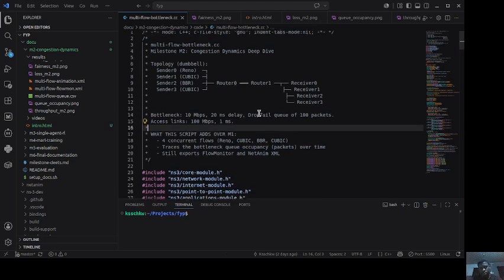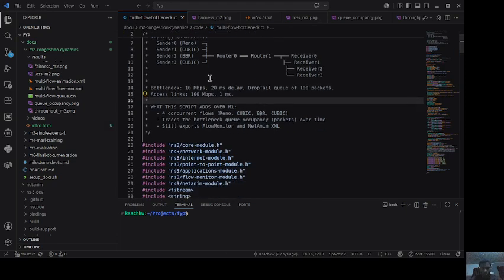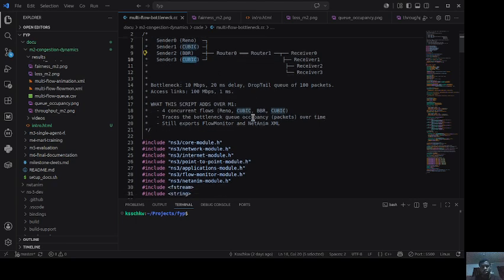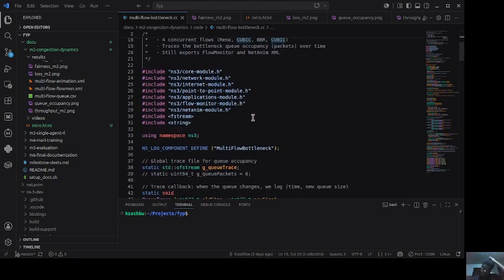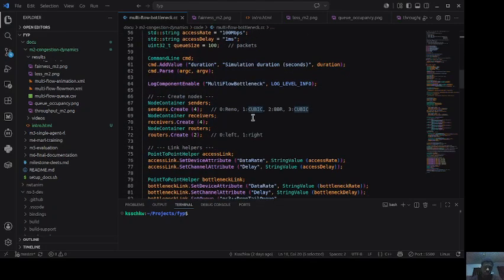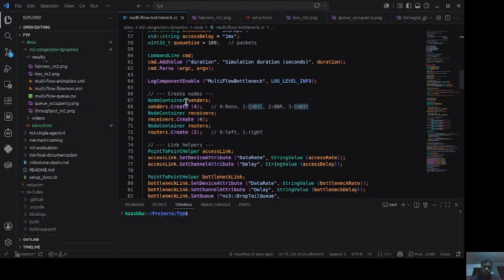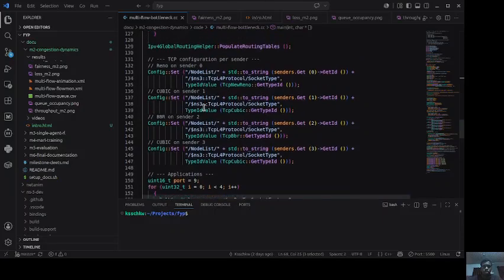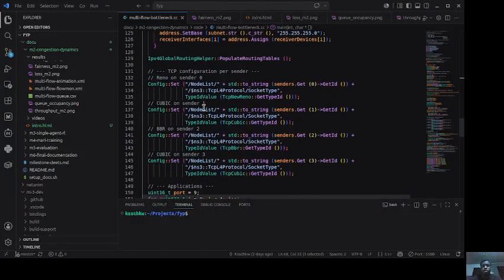Here, this is the topology. Like I said, four senders: Reno, CUBIC, BBR, and another CUBIC. Just because why not? That's the four senders. Then the senders are created here. This is where I set them to the particular algorithm they are going to use.